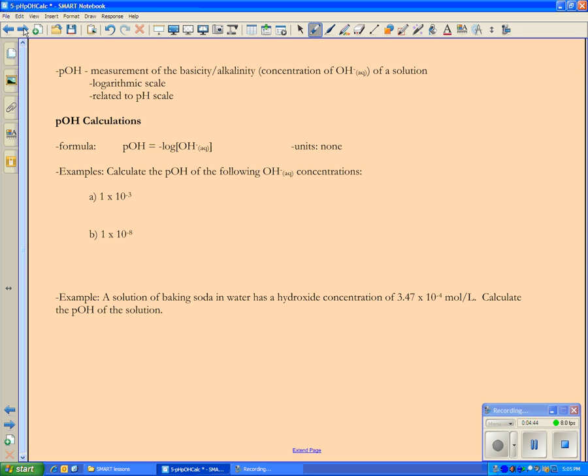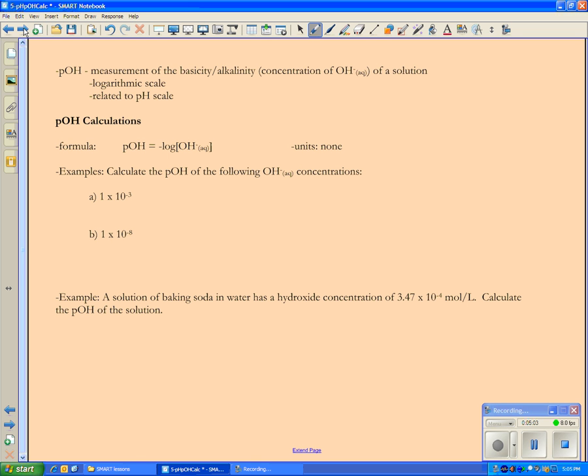pOH, this new term, is a measurement of the basicity or alkalinity of a solution. Basicity and alkalinity just mean the concentration of hydroxide ions. Again, this is a log scale, meaning it's a base 10 scale, and it is related to the pH, which we will get into in just a little bit.